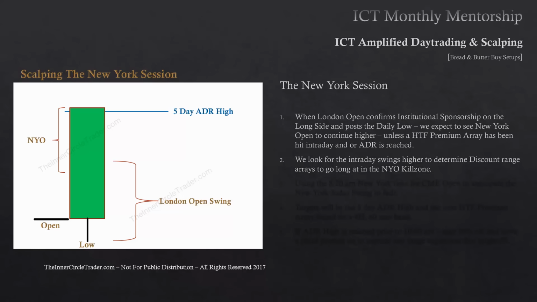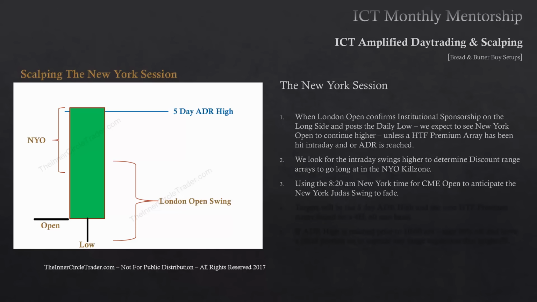We look for intraday swings higher to determine discount range arrays to go long at in the New York kill zone. Basically think prices have got to move higher, then it starts to retrace. Think optimal trade entry long. Okay, that's basically what I'm describing there. So you'll be looking for a discount array, either a bullish order block, a fair value gap, or a liquidity void.